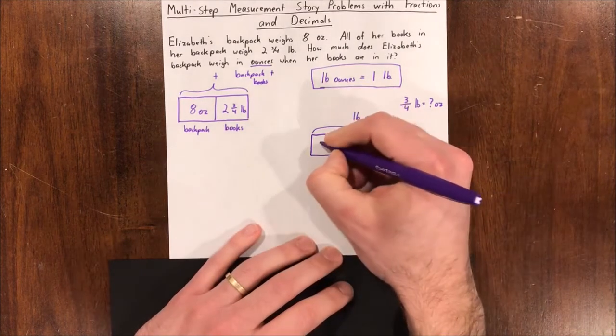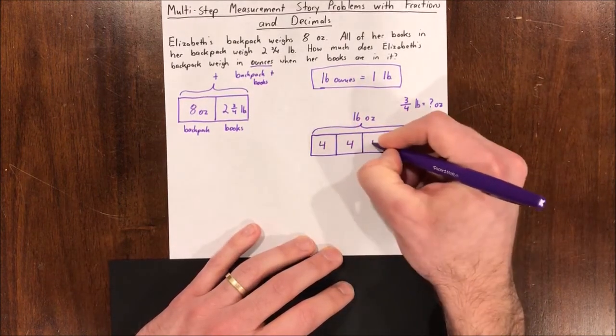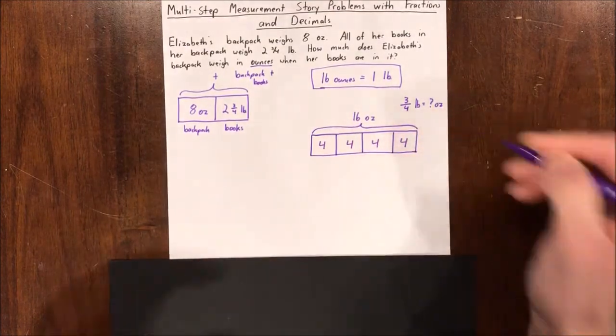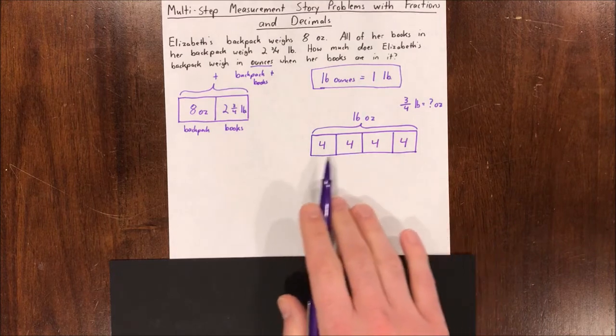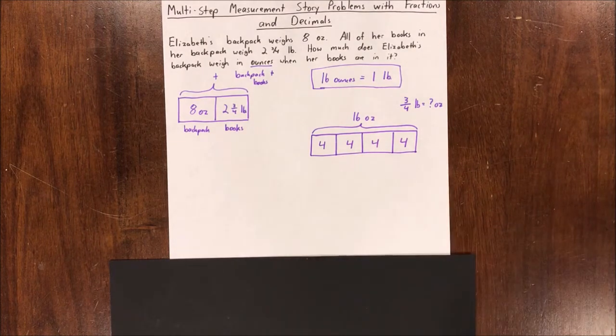Yeah, 4. Right? If we have 16 and we divide that into 4 equal parts, there will be 4 ounces in each part. Cool. Okay, so then how can we figure out how many ounces are equal to 3/4? How would we do that? Go ahead and say you're thinking out loud.